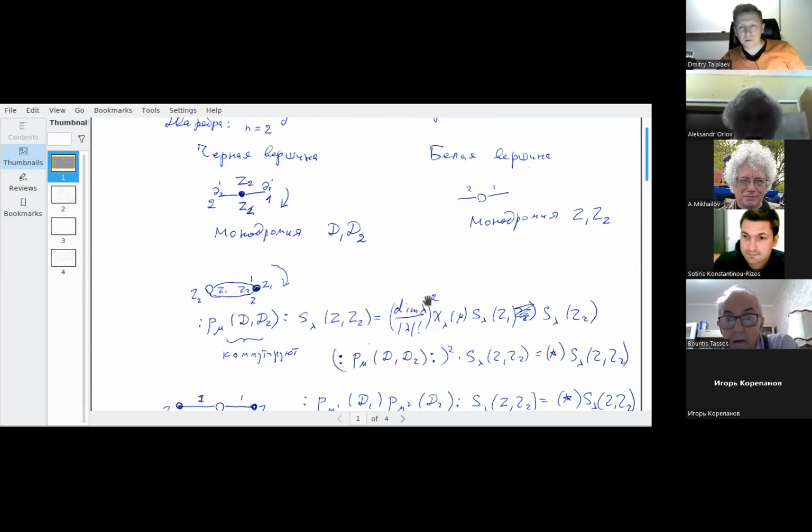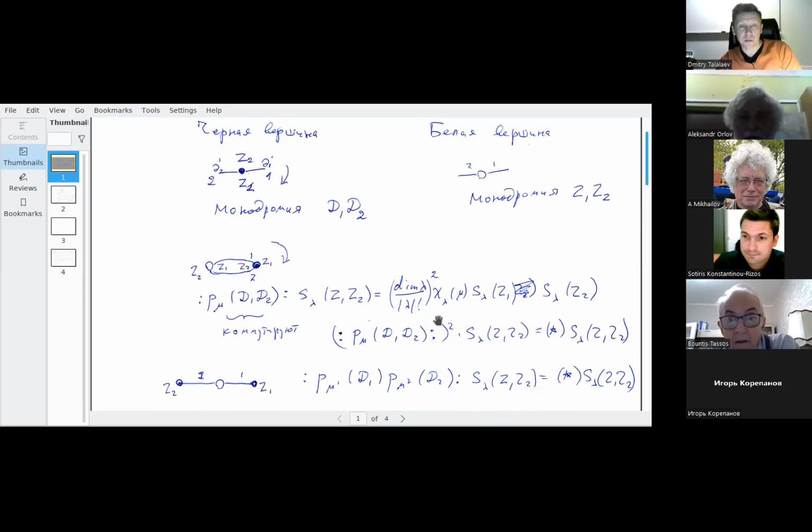No, Sasha, I'm a little bit confused. To which combinatorial data are the operators related? The operators Z, I, are they related to faces?